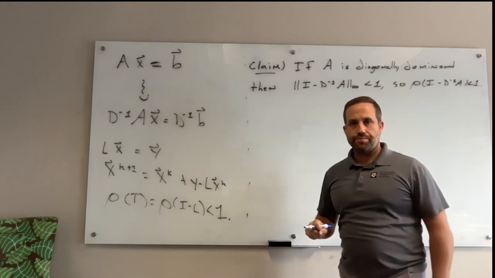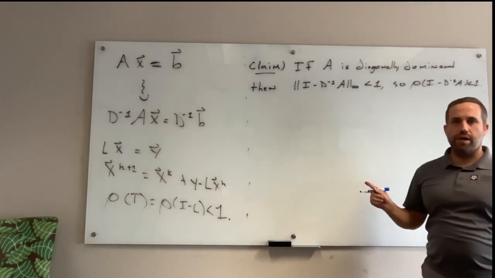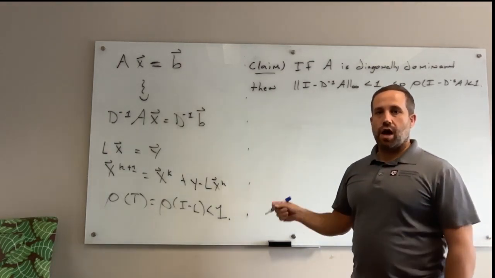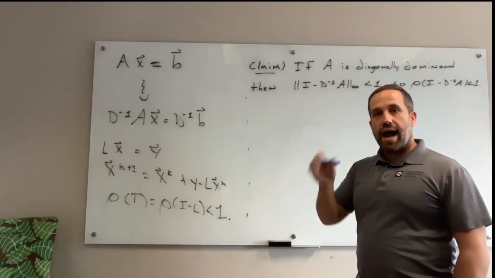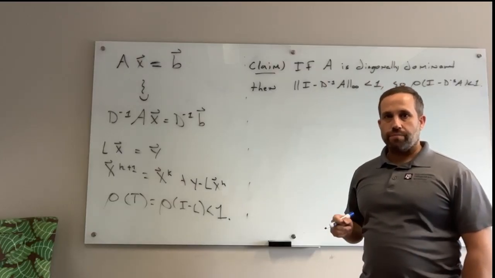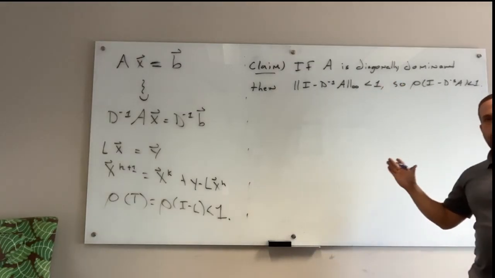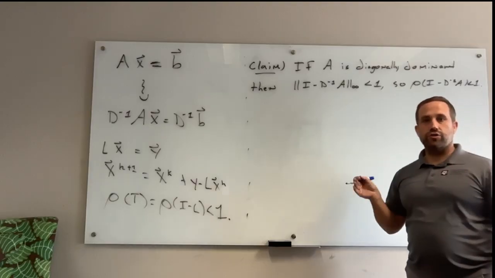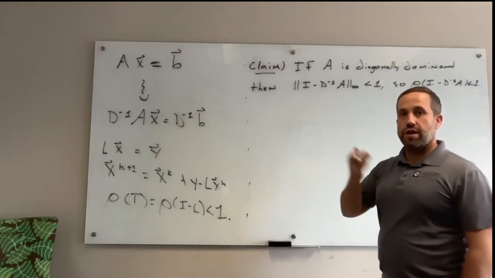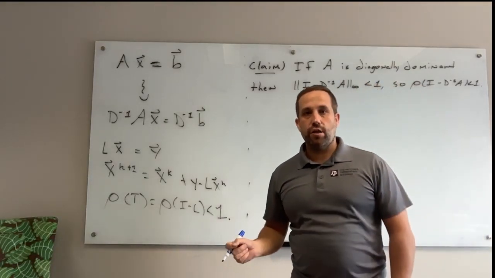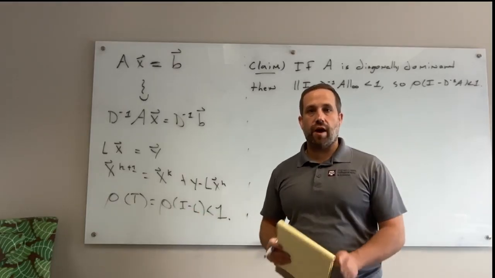Another thing that we need to assume here, which is implied by diagonal dominance, is that none of the diagonal entries are going to be equal to 0. The diagonal dominance inequality could not hold in the strict sense if the diagonal is equal to 0. So none of the diagonal elements are equal to 0, which means we can always divide by them.